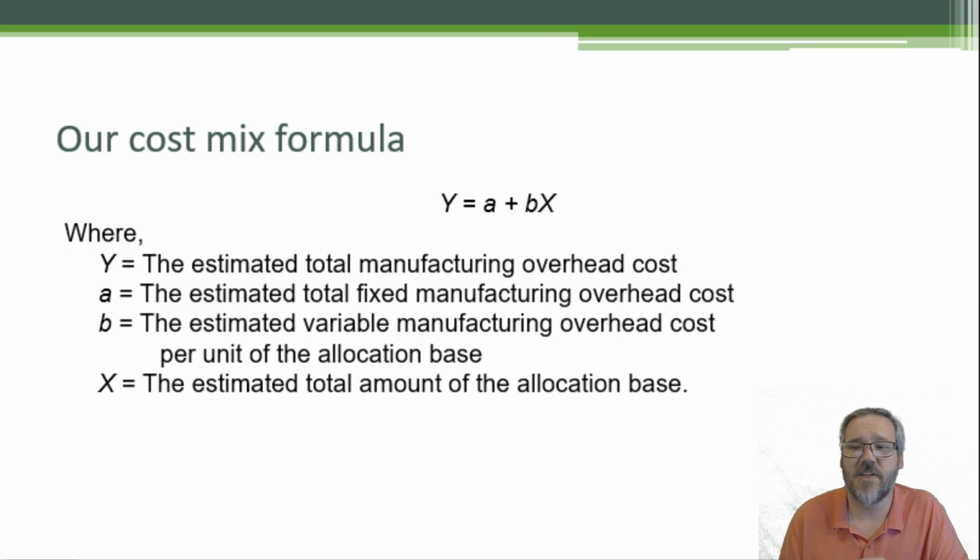We've got a cost mix formula. Whoa, look at this guy. Do you guys remember this? Remember last week when I told you would see this formula again? You're seeing it again. This is our cost mix formula. Y is the estimated total manufacturing costs. Now, we did this a little bit differently, right, the other day? We looked at just cost in general. We weren't applying it to a manufacturing system.